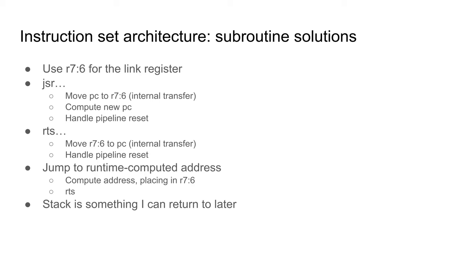My compromise is to use the pair R7 and R6 as the link register. For a jump to subroutine, this requires the program counter to be internally transferred to the register file, which can be done in the same cycle when the target address is being calculated. For a return from subroutine, it's pretty similar. This also allows for a very simple way to jump to a computed address. Again, the concept of a stack is something I can return to.